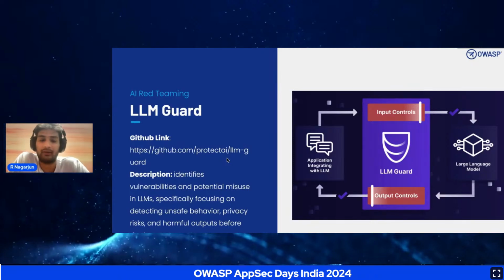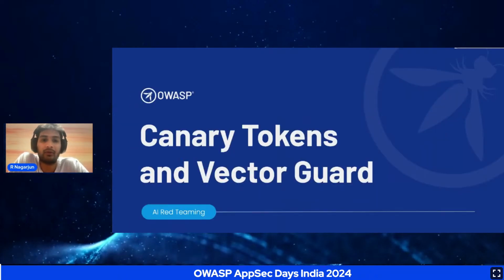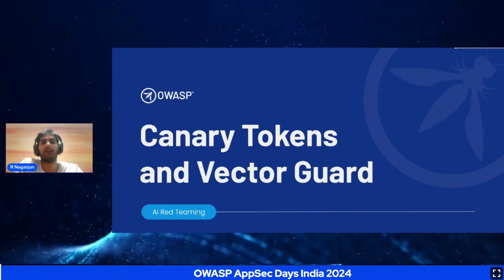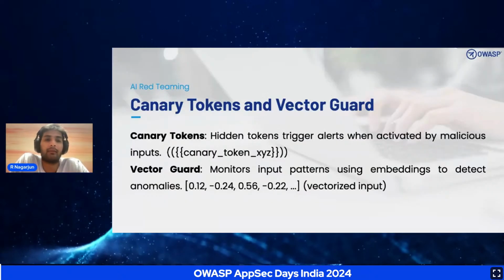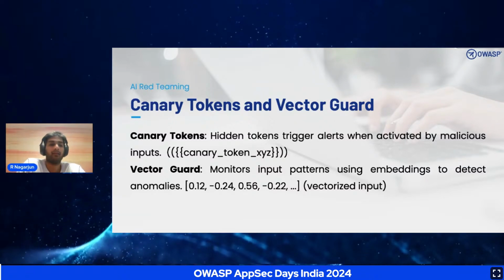Three offensive, two defensive. Let's come over to the next slide. Canary tokens and vector guard. So this is something new, and this is not extensively used by a lot of tools. So we'll discuss it. Canary tokens are like hidden tokens that trigger alerts when activated by malicious inputs.